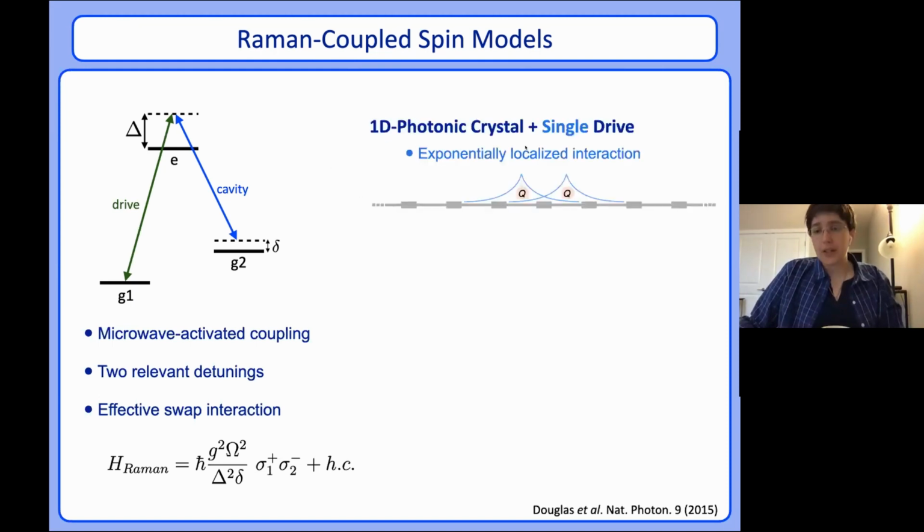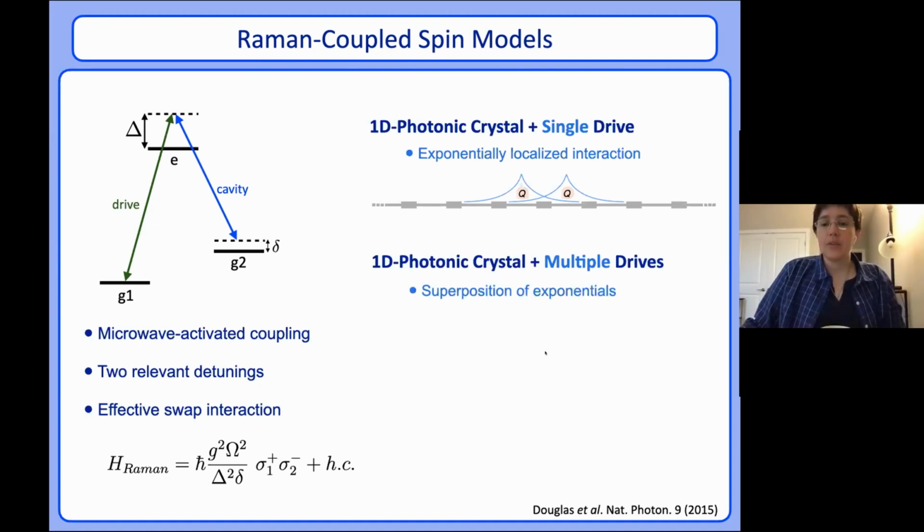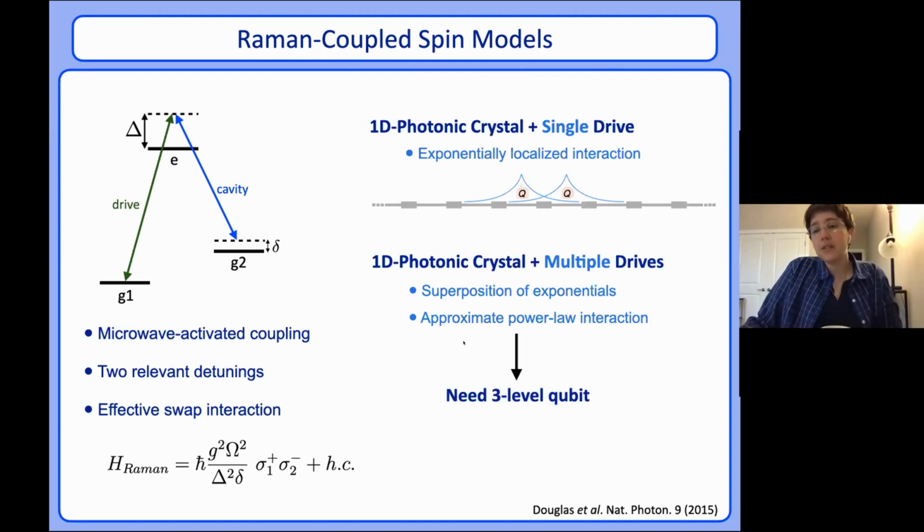And so if you have a 1D photonic crystal and a single drive, you again get an exponentially localized interaction. This was known for a long time. But the crucial difference is that it's easy to superimpose multiple drive frequencies. And when you do that, you can just add the interactions formed by the individual drives. And so you can build up new interactions in the sense of a Laplace transform. And even in 1D, you can get an approximate power law interaction. The crucial difference is that you now need a 3-level qubit, which the Transmon very much is not. And so we have to go to flexonium instead.